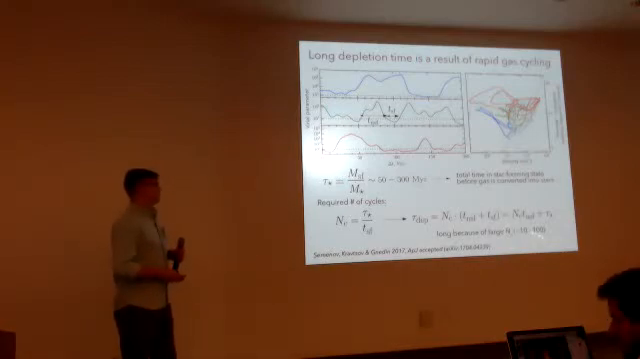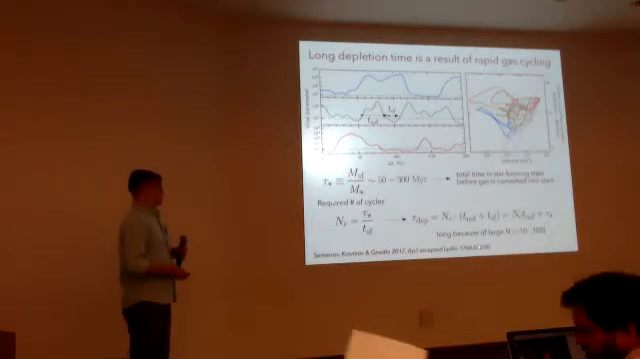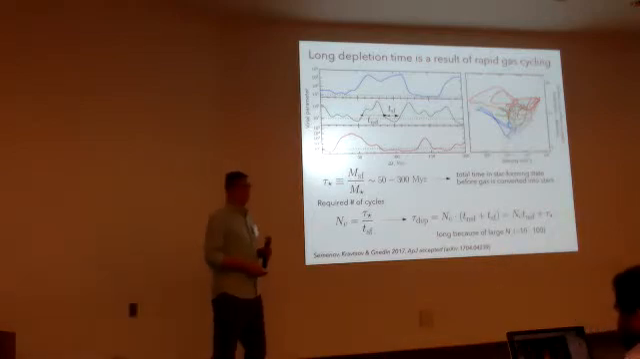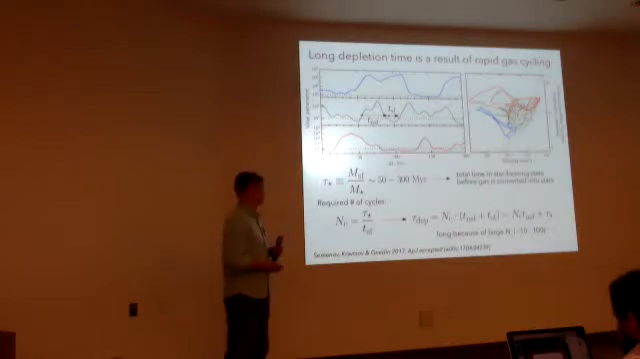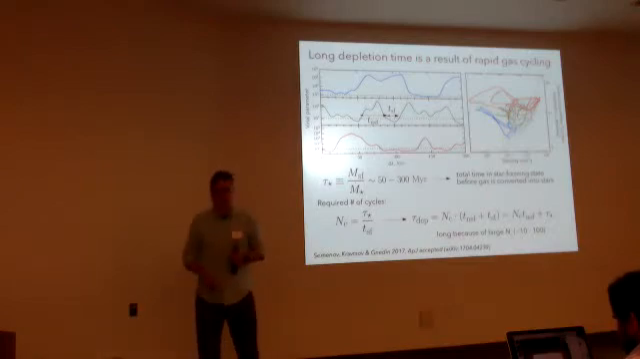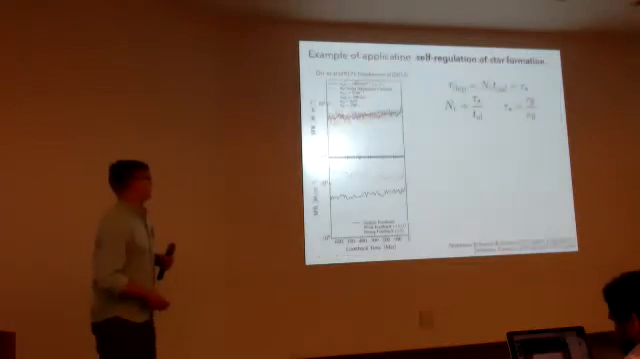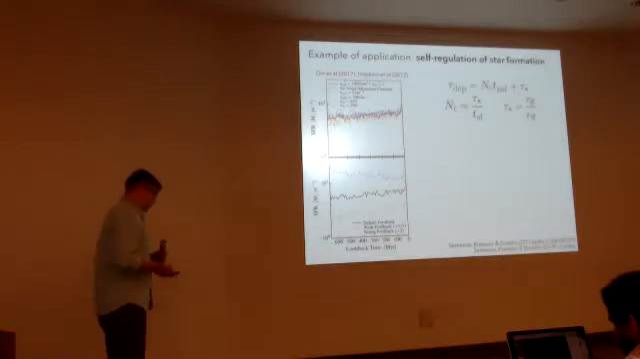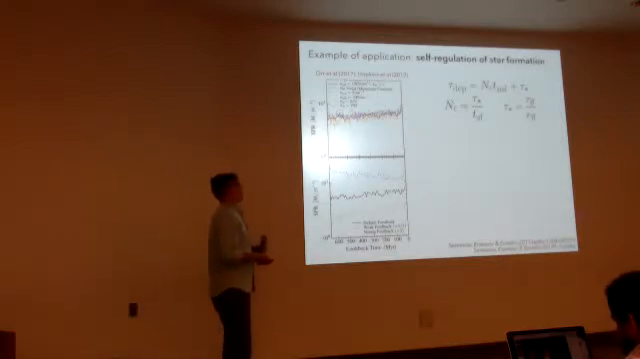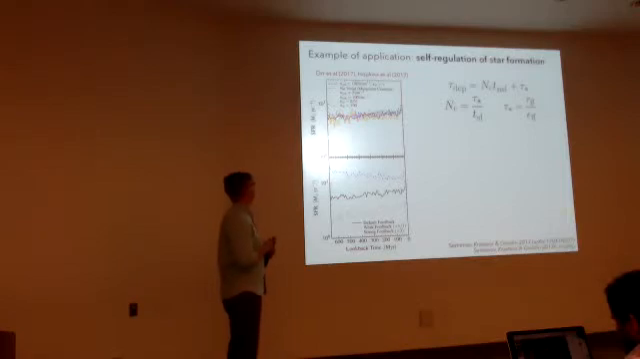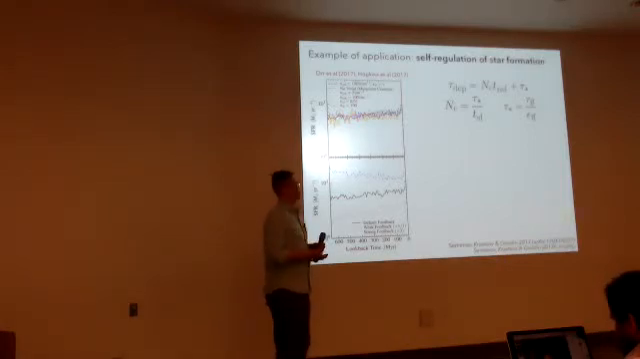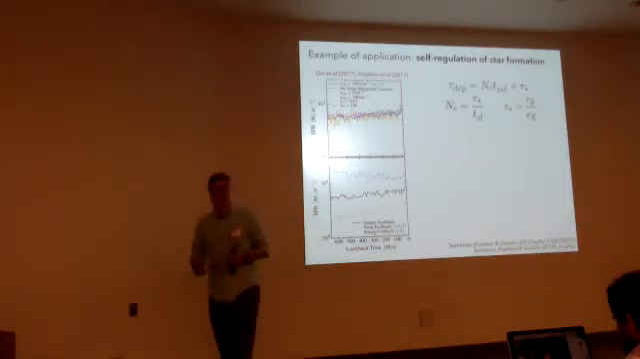In addition to explaining why depletion time is long, this expression also allows us to predict how depletion time should depend on different properties of galaxies. So for example, it explains why in galaxy formation simulations, depletion time or star formation rate becomes independent of star formation efficiency if the feedback is efficient.